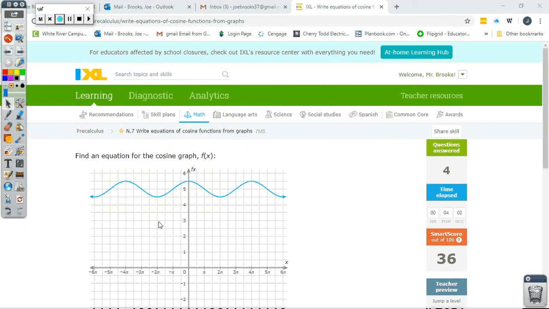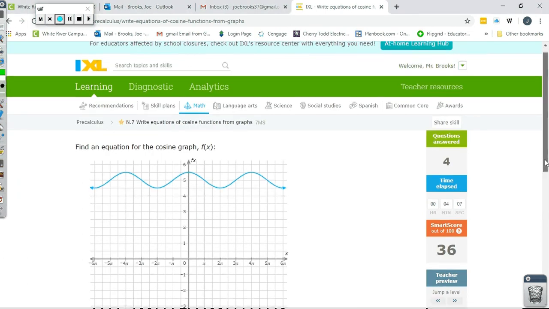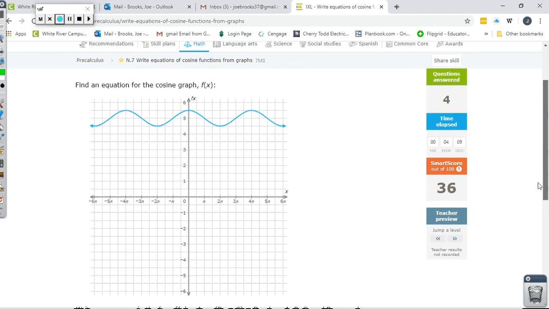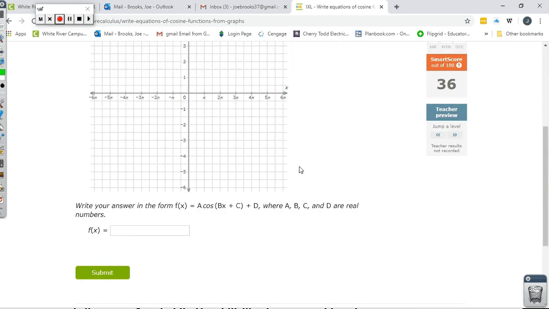So far so good. Let's try this out here now. We're only to 36, done 4 problems. The sine one jumped way faster. Alright, here we go, cosine. Looking at this, it's shifted up, right? Okay.